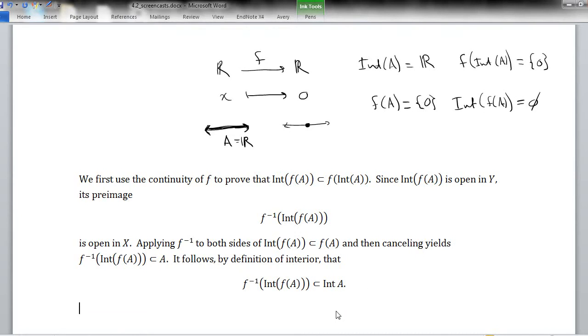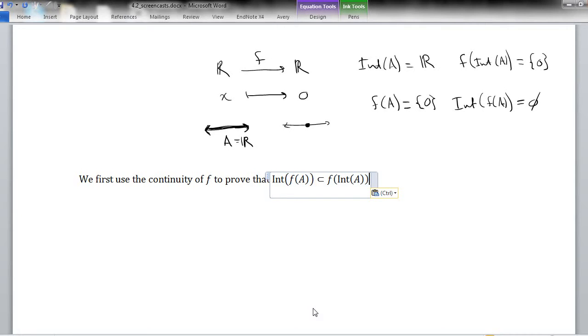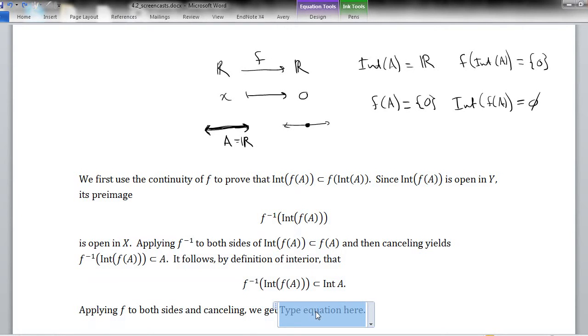That's almost what we want. We just have to apply f now to both sides to cancel this f inverse and get an f over here. Applying f to both sides and canceling again, which we can do because these are invertible functions. If we were just using preimage notation, you have to be a little more careful about canceling. We get that our desired inclusion holds. There we go.